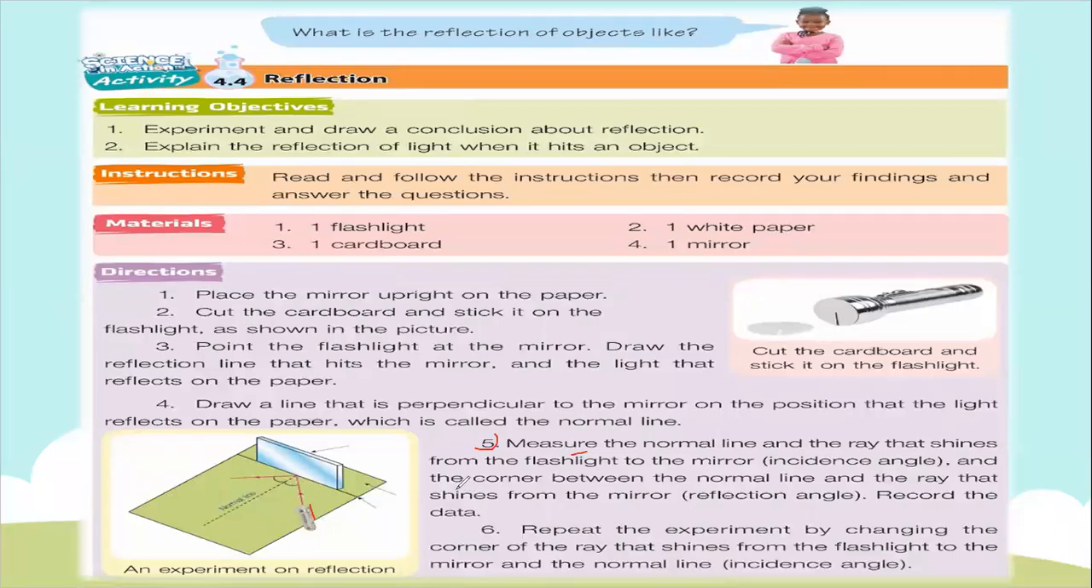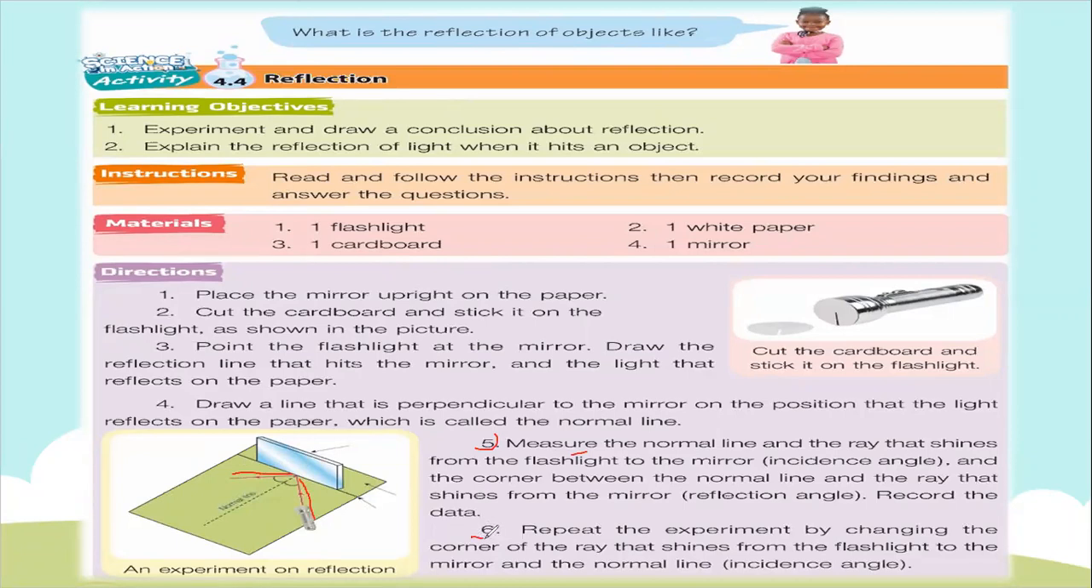After that, in the corner between the normal line and the ray that shines from the mirror, the reflection angle, record the data. So we already have the line here right in the center, and the light released from the flashlight, which is the incidence angle, and the light after hitting the mirror, it reflects. So both we have to record: with which angle the light is released and with which angle the light reflects. So both we have to record the data.